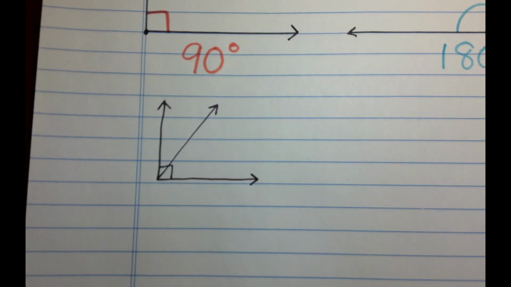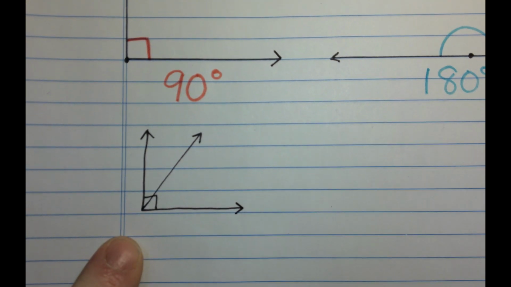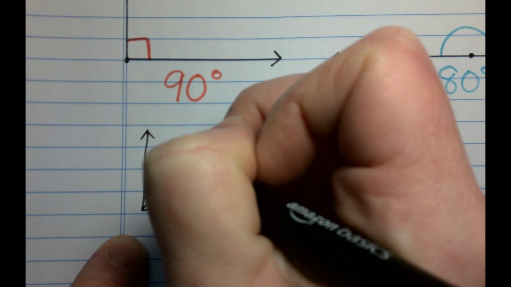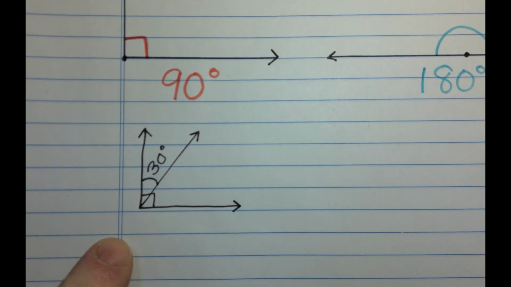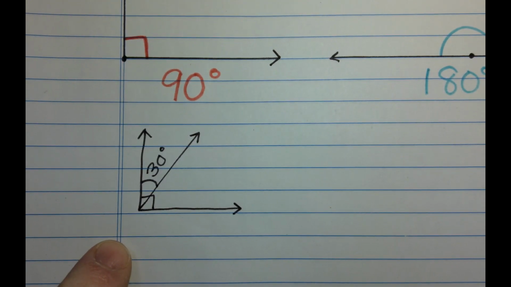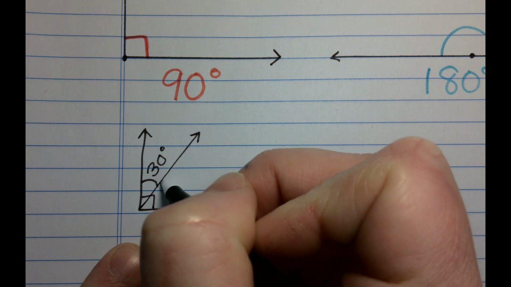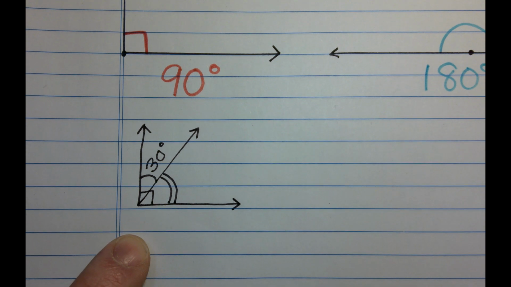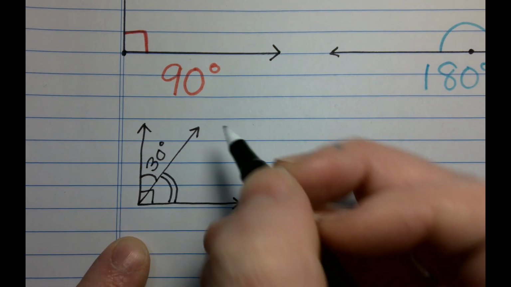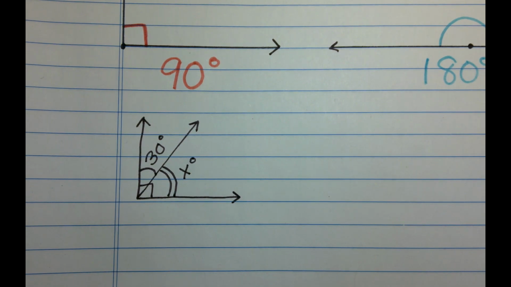Now, I'm going to say that the smaller angle here is 30 degrees. And I'm going to put a little arc inside. And then on my second angle, my larger one, I'm going to put 2 arcs to show that it's not the same. And I'm going to put X degrees, for a number we don't know.